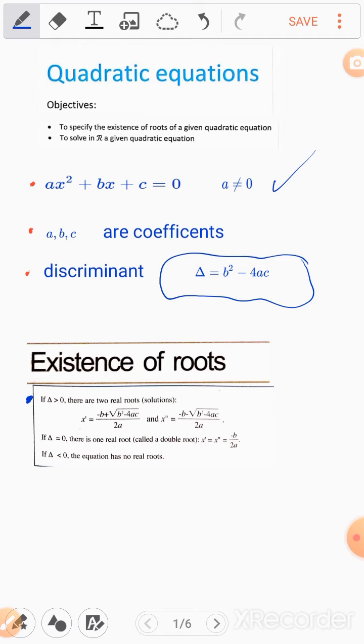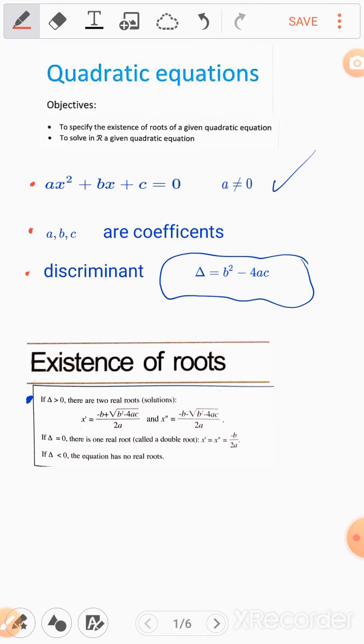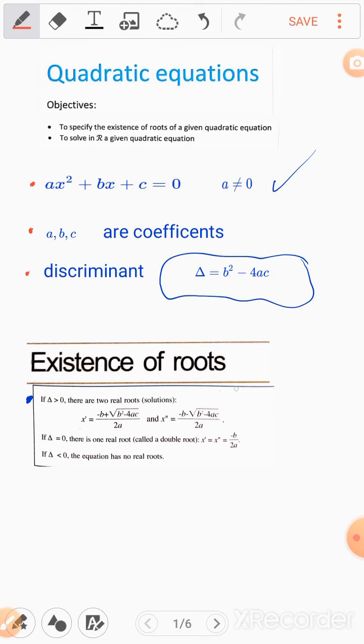X prime is equal to minus b plus radical b square minus 4ac, which is delta, radical delta over 2a, and x second equal minus b minus radical b square minus 4ac, which is also delta. These under the radical are delta. This is the discriminant b square minus 4ac. This is discussed above.